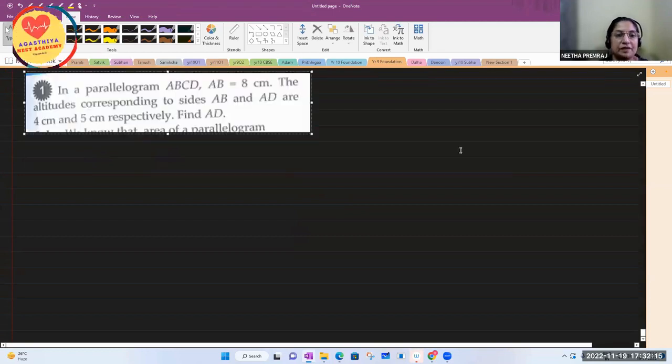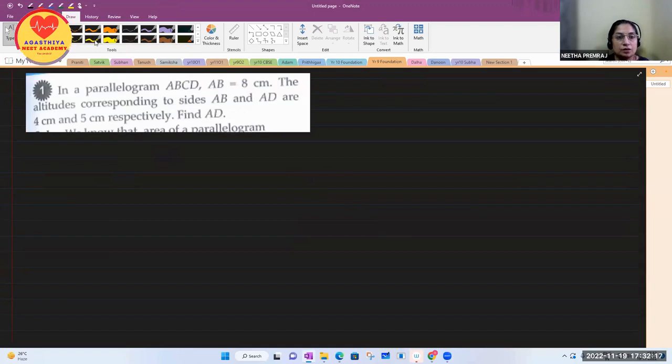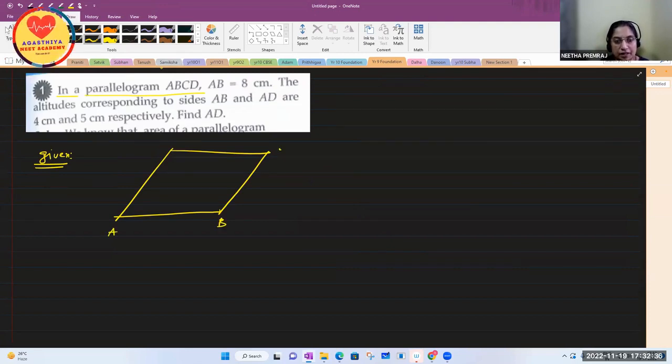Okay, what is given in the sum? In a parallelogram ABCD, immediately what should you do? You have to draw a parallelogram. Name is given, so you're supposed to follow that name: ABCD. Then AB is 8 centimeter.